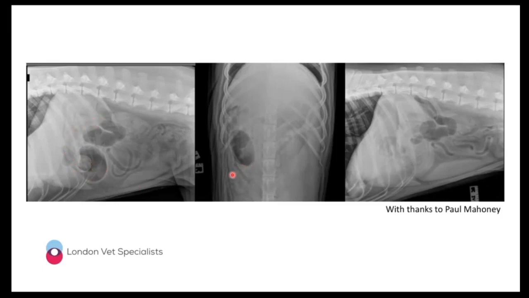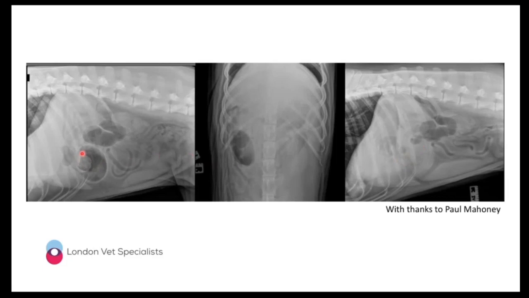On the VD view, it's pretty tricky to see. We've got this loop of bowel that's filled with gas in the right cranial abdomen. That could potentially be the cecum. And then we've got a few other little loops of bowel in the right cranial abdomen, but it's pretty hard to see the foreign body in that view. And then in the right lateral view, we've got this mottled radiopacity in the cranioventral abdomen, which could absolutely represent foreign material within the small bowel and potentially within the duodenum, but it's much harder to see.